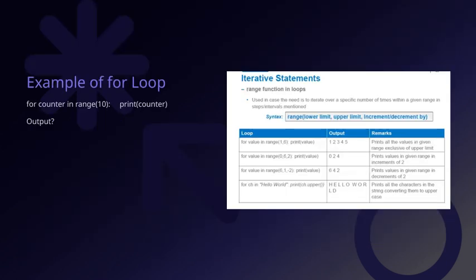Here, we have the line for counter in range 10, followed by print counter. What this does is it sets up a loop that will run 10 times, with the variable counter taking on values from 0 to 9. The range 10 part is key because it generates a sequence of numbers starting from 0 up to, but not including, 10. Each time through the loop, the print counter statement outputs the current value of counter. So, when we run this code, the output will be the numbers 0 through 9 printed on separate lines.